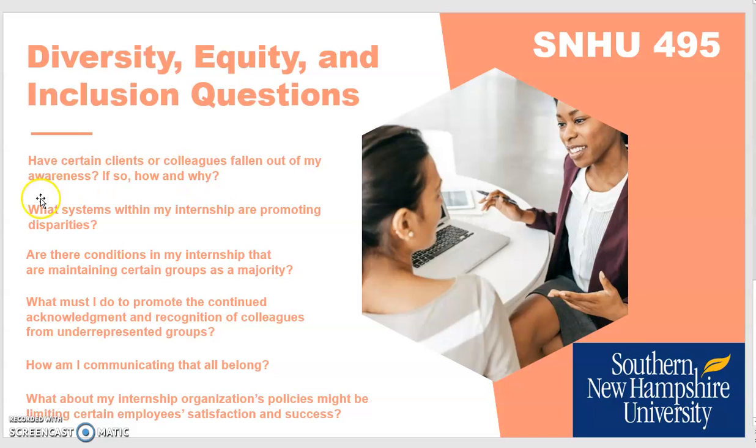The second one relates to the equity piece. How are the systems at your internship promoting equity? Are there systems at your internship that are promoting disparities between different groups? And related to that, the next question: are there conditions in your internship that are maintaining certain groups as a majority? In other words, that are enabling one particular group to be the majority, to have all the power, the privilege, and such.